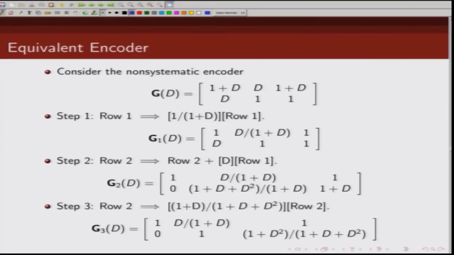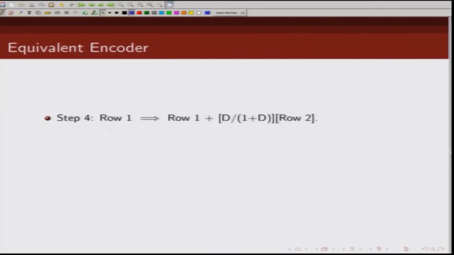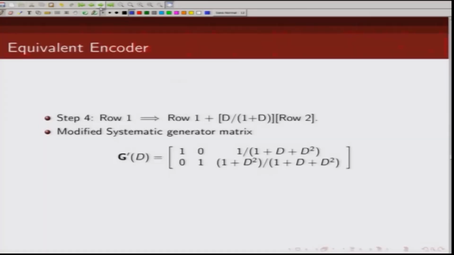We have to make this an identity matrix. So, we have to make this a 0. How can we make this a 0? We multiply this by this and add it to the first row, and we can make it a 0. So, next to row 1 we add D times row 2. If we do that, the modified generator matrix that we get is this.